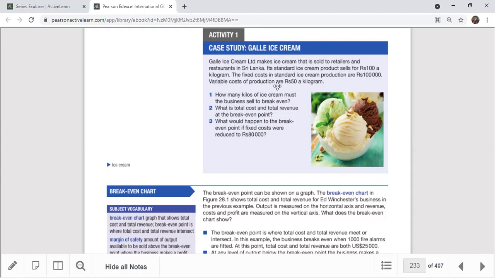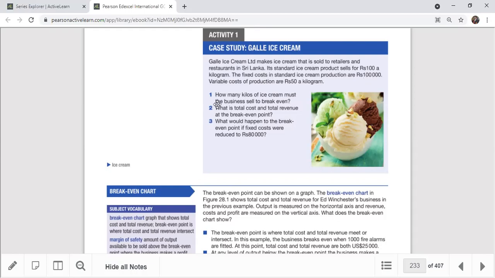The fixed cost of standard ice cream production is 100,000. So the fixed cost of this firm to produce the ice cream is 100,000 per annum. And then the variable cost of production is 50 rupees a kilogram. So now we have the unit selling price 100, unit variable cost 50, and the fixed cost. All 3 elements we want are there.